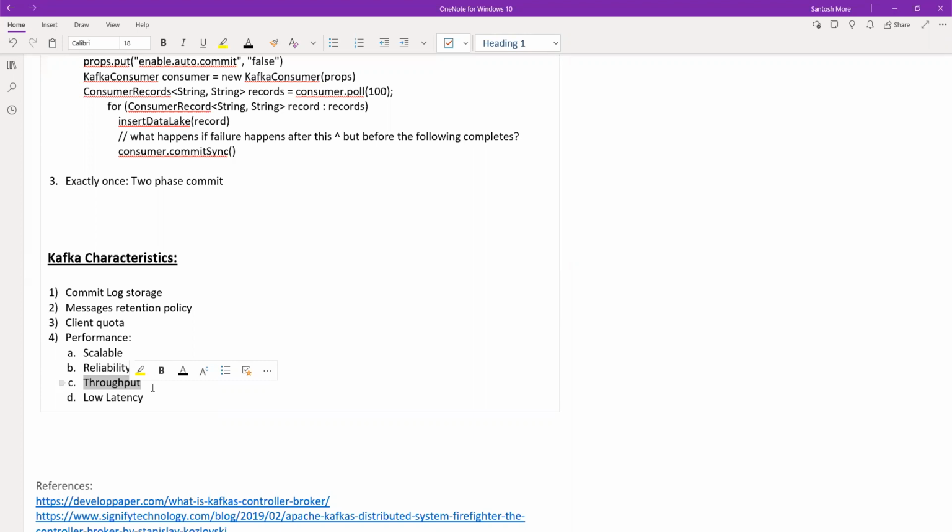Also, the messages are compressed from the producer side until the consumer side. They are not uncompressed in the broker at all. They are just passed on, and uncompressed only at the consumer side. That way it takes care of the throughput issue, so you have a very huge throughput.